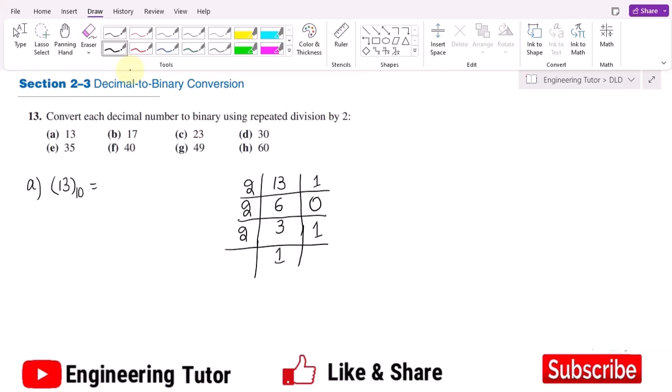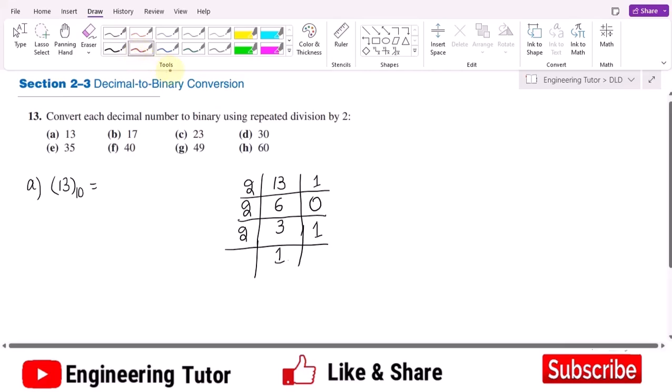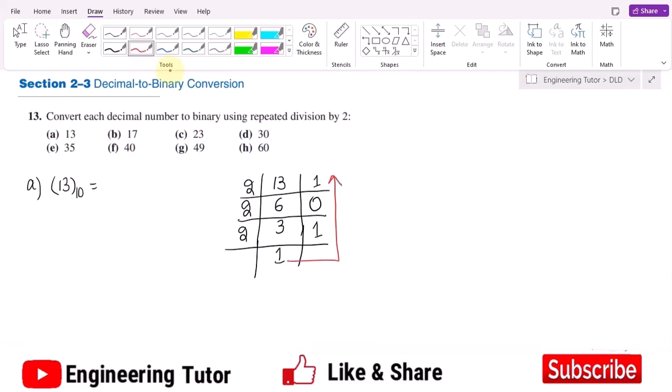So what is basically the procedure here, how will I write them? You can see that these are the numbers. I have to write my binary number starting from here up to this one, while this one will be the MSB, and this one will be the LSB.